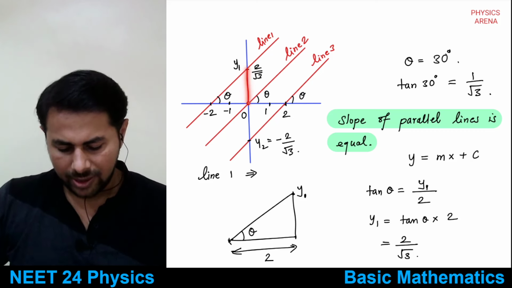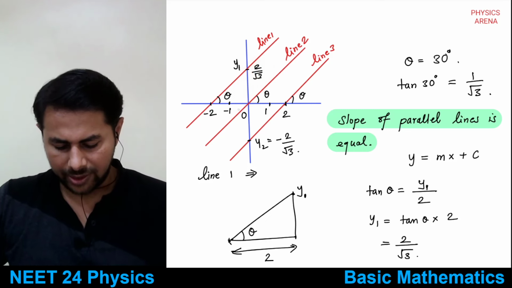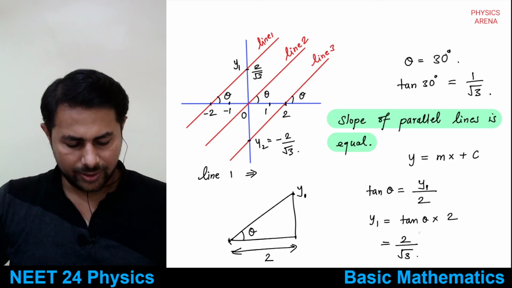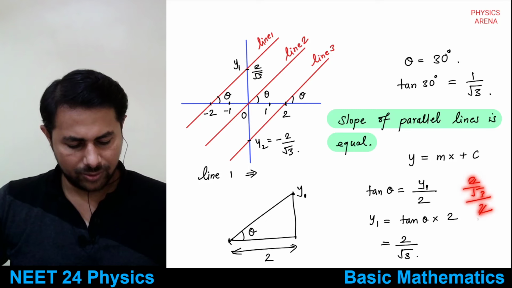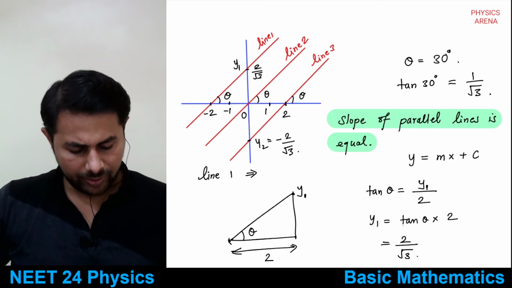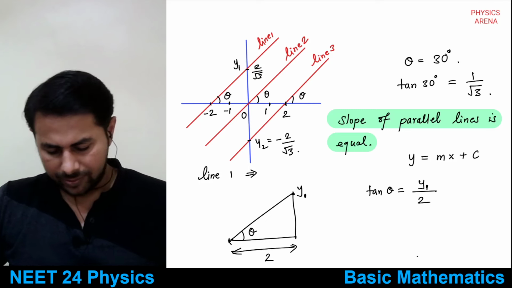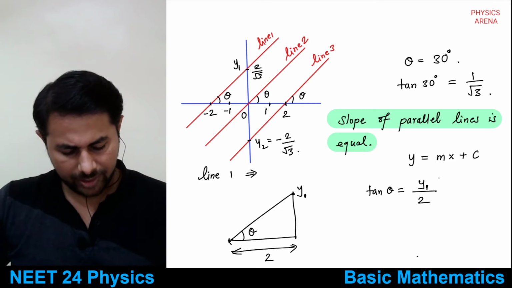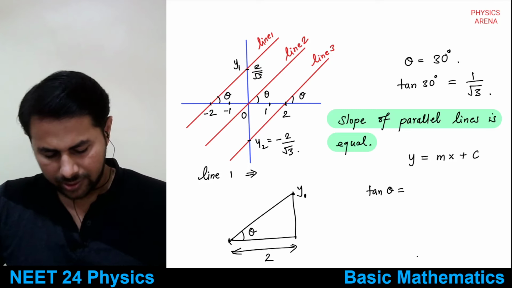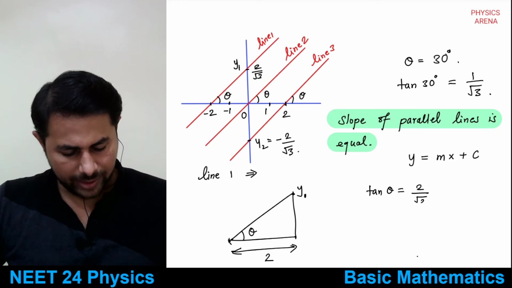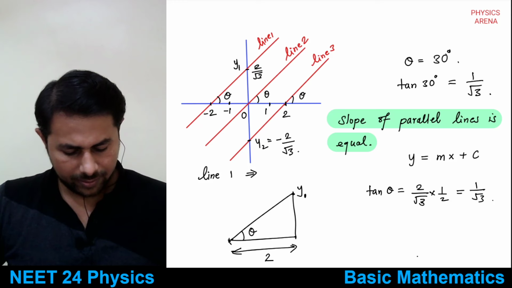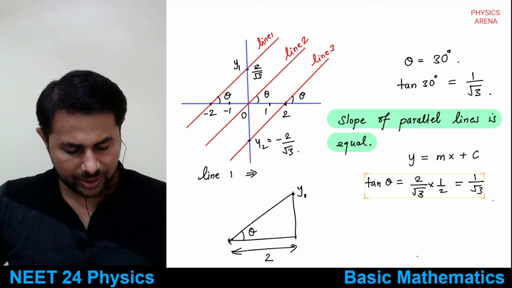And how much is it? It's 2 by root 3 divided by 2. 2 by root 3 divided by 2, the 2 will get cancelled out. So what will be the equation of this line? Tell me. The slope is 2 by root 3 divided by 2. The 2 gets cancelled out, so it's 1 by root 3. Then the equation of the first line.